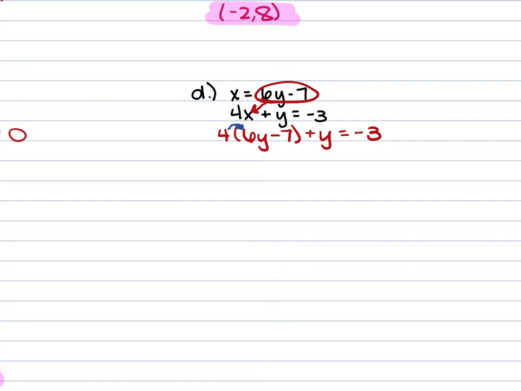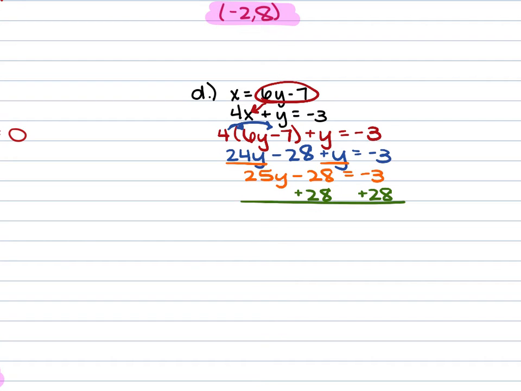I'm going to distribute this 4 to start with. I get 24y minus 28 plus y is equal to negative 3. I combine my like terms to get 25y minus 28 is equal to negative 3. I then add the 28 to each side, and I'm going to be left with 25y is equal to 25. Then we divide each side by that 25 to get y is equal to 1.